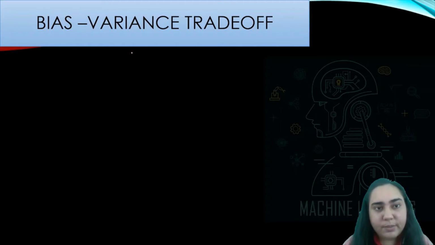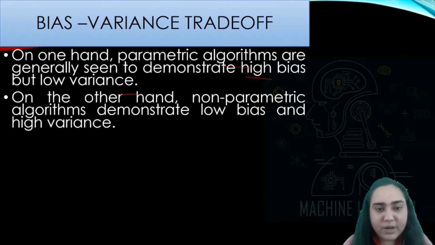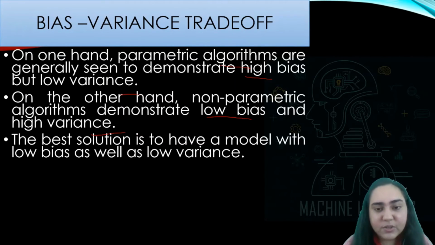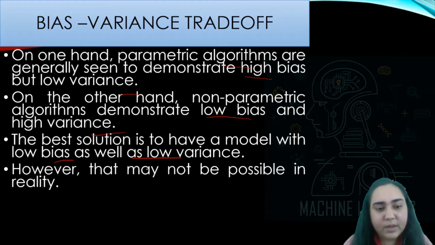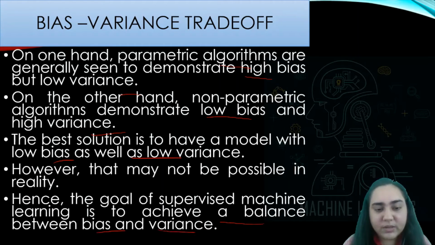Let's now talk about the bias and variance trade-off. So what can you let go of? On the one hand, if you have parametric algorithms, you will have high bias but low variance. But if you use non-parametric algorithms, you will have low bias but high variance. The best solution is to have a model that has low bias as well as low variance. But that may not be possible in reality. So what do we do? The goal of supervised learning is to achieve a balance between bias and variance. We can never get 100% accuracy, but we can try to be as close to it as possible.